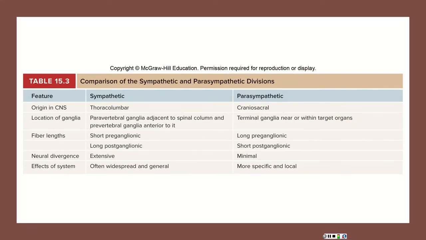And here's just kind of a summation of sympathetic versus parasympathetic. Where does it leave the central nervous system? Where are the ganglia? How long are the preganglionic? How long are the postganglionic? What's the effect of those?